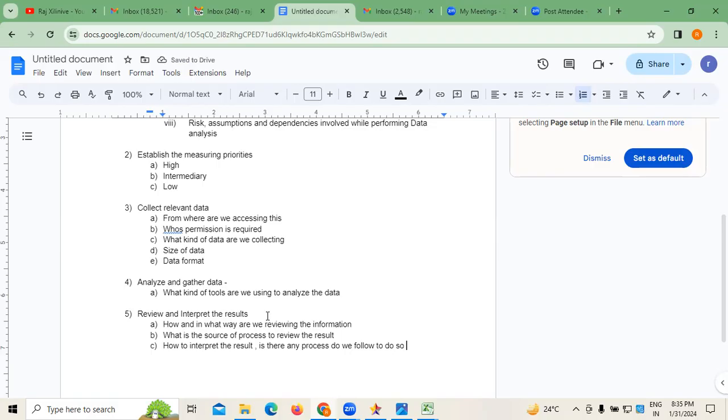So if you want to review and interpret the results, we must know how and in what way we are reviewing the information. At the same time, what is the process to review the results? That process we must know. At the same time, how to interpret the results? Is there any process to be followed to do so?